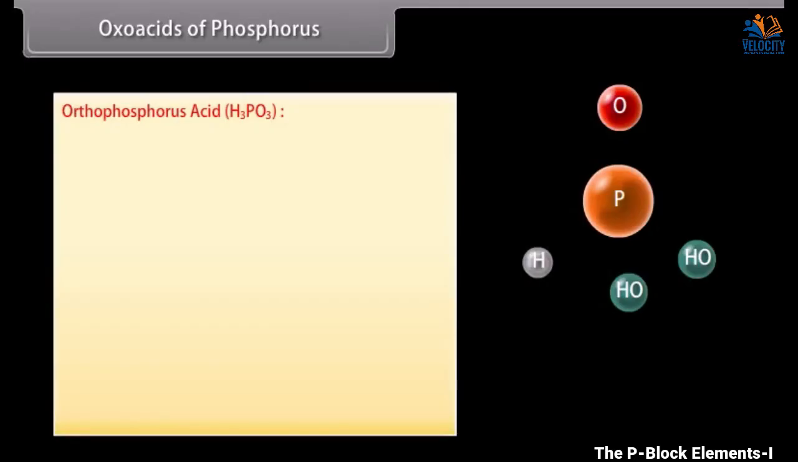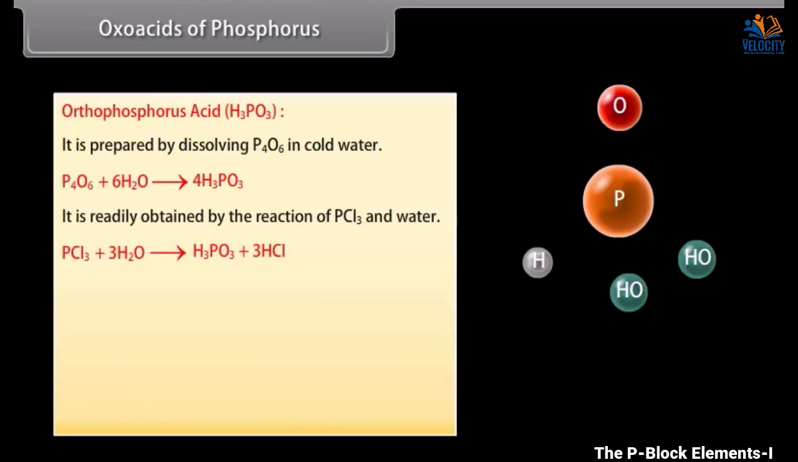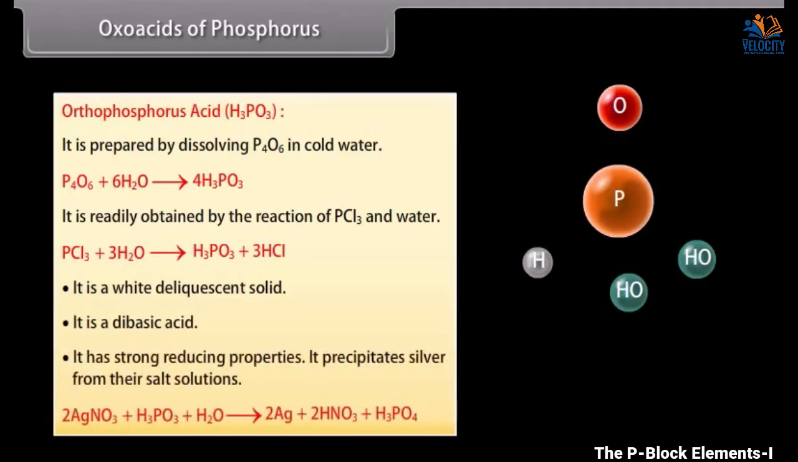Orthophosphorus acid. It is prepared by dissolving P4O6 in cold water. It is readily obtained by the reaction of PCl3 and water. It is a white deliquescent solid. It is a dibasic acid. It has strong reducing properties. It precipitates silver from their salt solutions.